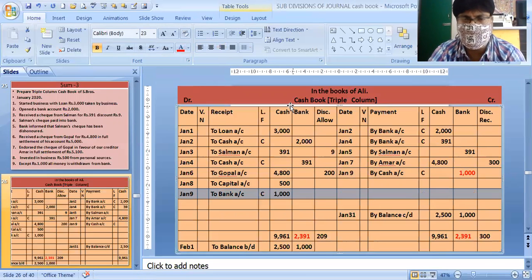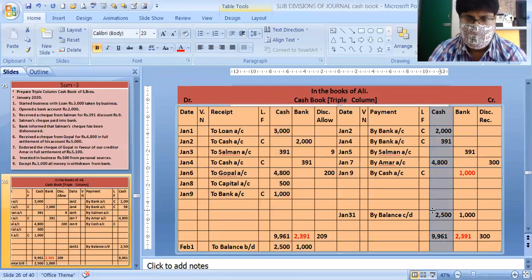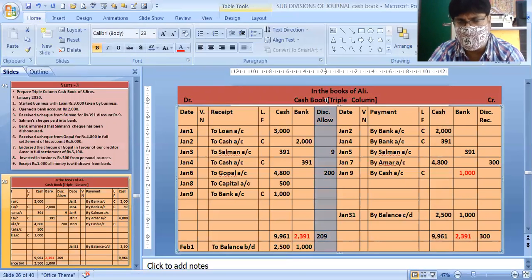Then after that, the next step, you add the cash column receipt side, you get 9961. Then you have to balance the cash column. We get 2500. That balance we bring down. Regarding discount allowed and discount received, we don't have to balance. Whatever is discount allowed, we write over here. Whatever is discount received, we write over here.